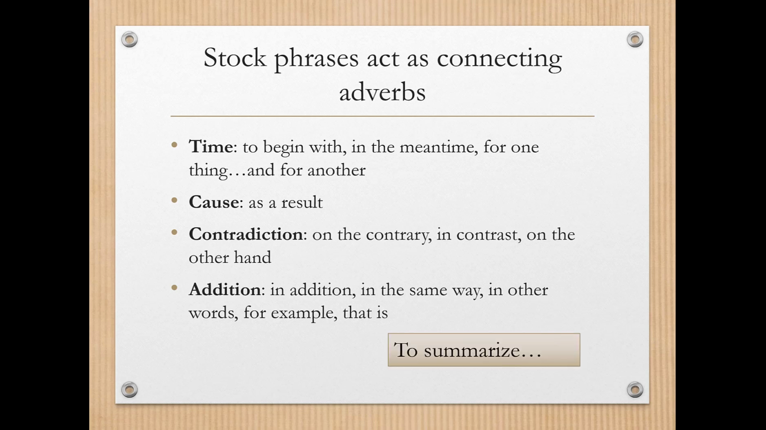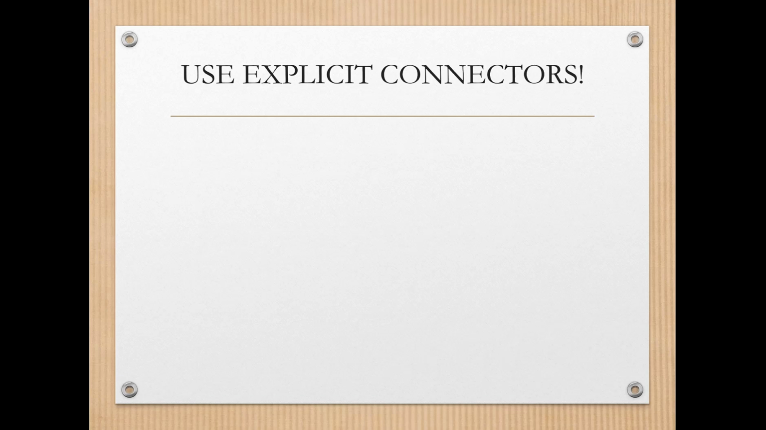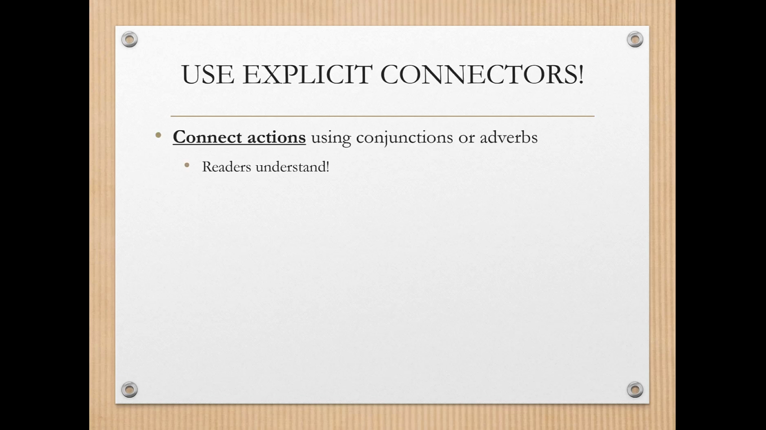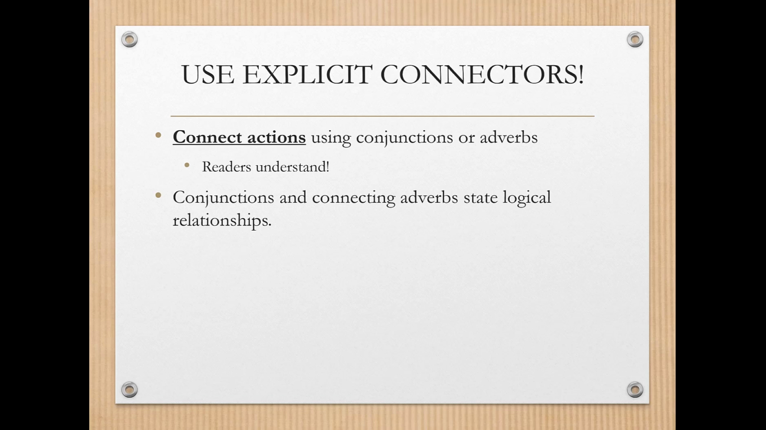So to summarize what we've just said, use explicit connectors. These are so important in your writing as a scientist. We connect actions using these conjunctions or adverbs. When we do this, readers understand. And as scientists, that is what we need for readers to be able to do. We need for readers to be able to understand what we are trying to say. And when they understand what we're trying to say, it empowers them. And I think that's the whole point of us as scientists.